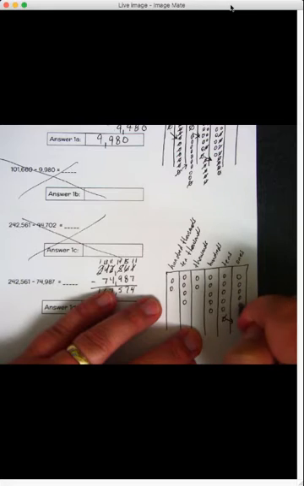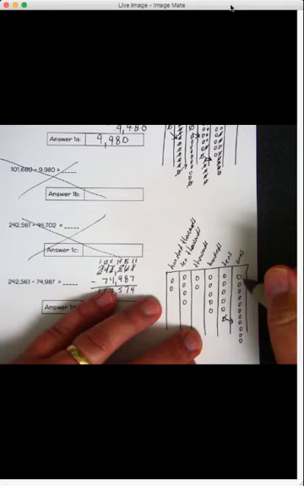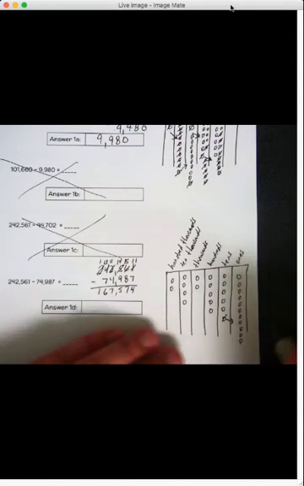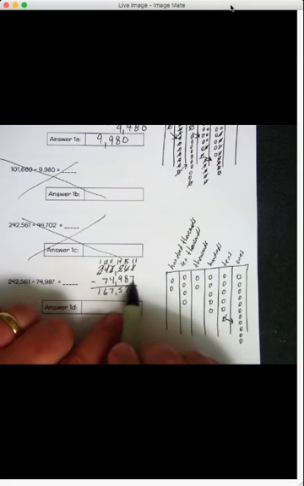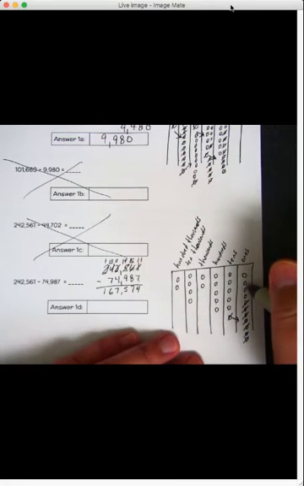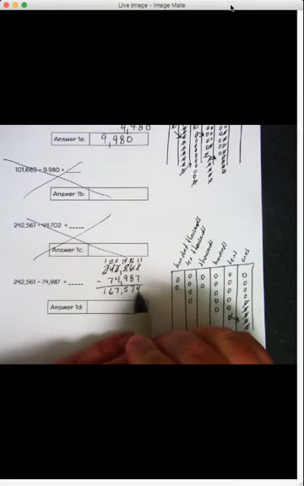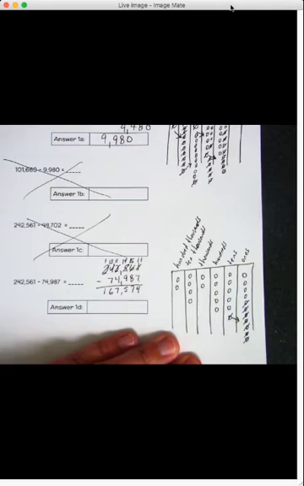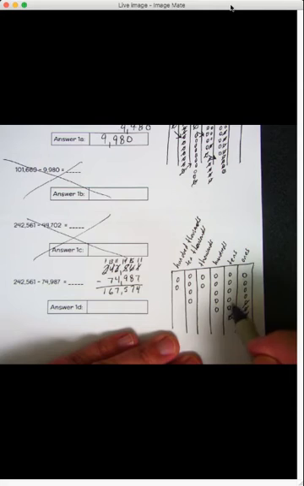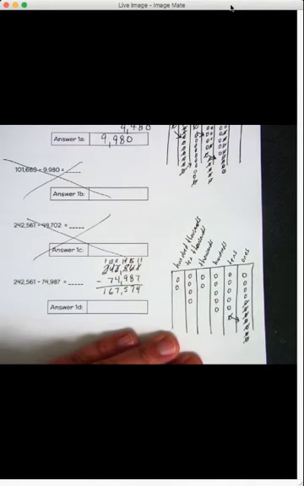So 1, 2, 3, 4, 5, 6, 7, 8, 9, 10. Altogether now we have 1, 2, 3, 4, 5, 6, 7, 8, 9, 10, 11. So now we can take 7 away. 1, 2, 3, 4, 5, 6, 7. How many are left? 1, 2, 3, 4. So we got that much right. So now we've got to take 8 of the 10s away, but I don't have 8. I only have 5 left because we got rid of that one.